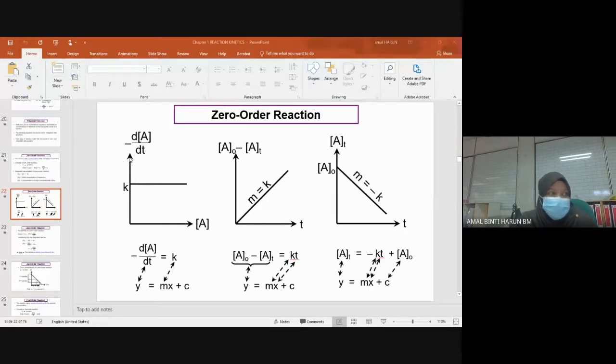the rate of the reactant versus time. Okay, even though we increase the concentration, it won't affect the rate of the reaction. So that is the characteristic of zero order.